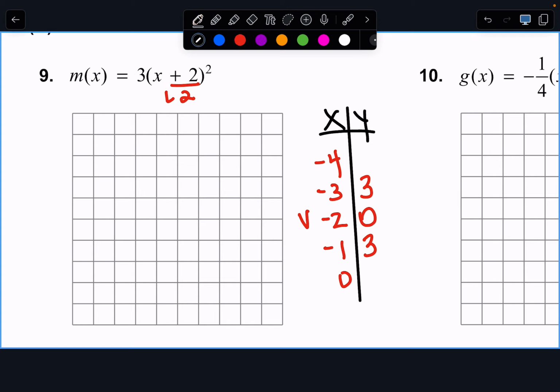Not 0, 0. 2, and then square is 4. 12 is 12. 0 is 12. 2 squared is 4 times 3 is 12. Do we agree? Well, I know you agree with yourself. Do you agree with Joey? Yes. Thank you. Totally. Okay, so we have negative 2, 0.